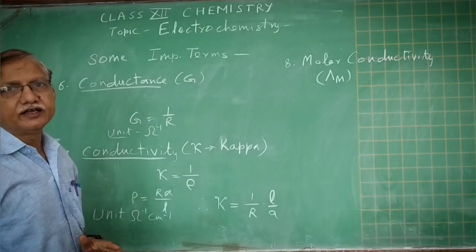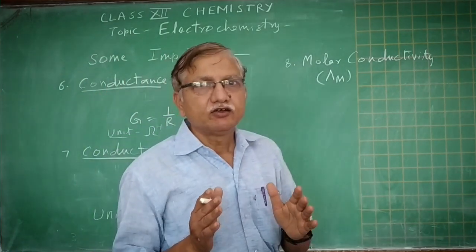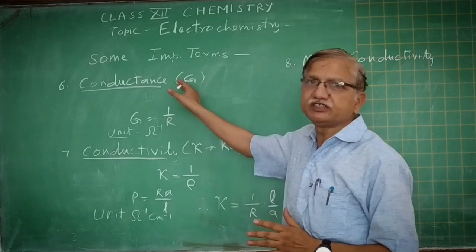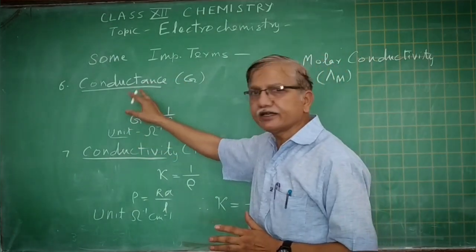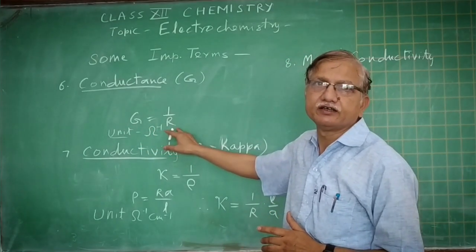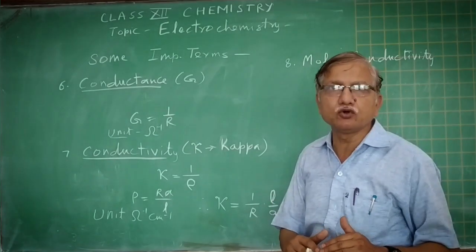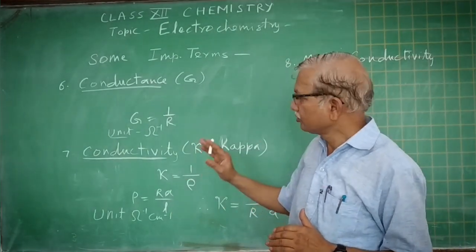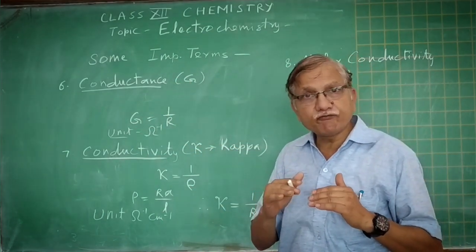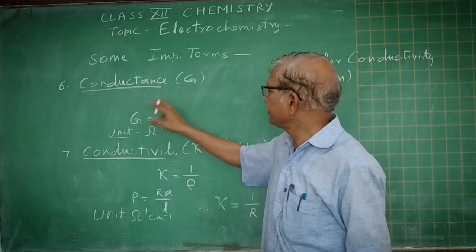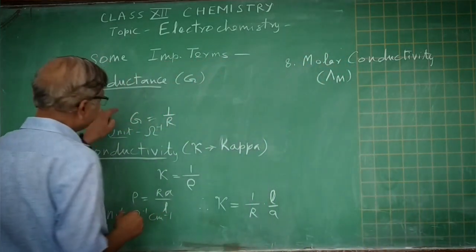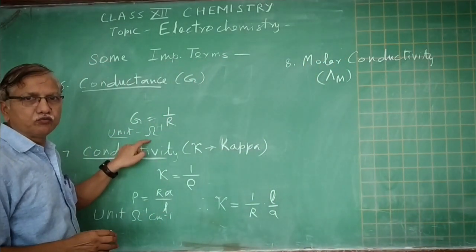Conductance of a conductor is the measure of its ease of flow of current through a conductor. It is denoted by G, and conductance of a conductor is inversely proportional to the resistance of a conductor. Means if resistance of a conductor is low, conductance will be high. So conductance G is the measure of the ease in the flow of current of a conductor. G equal to 1 upon R. And the unit of conductance is inverse of ohm.